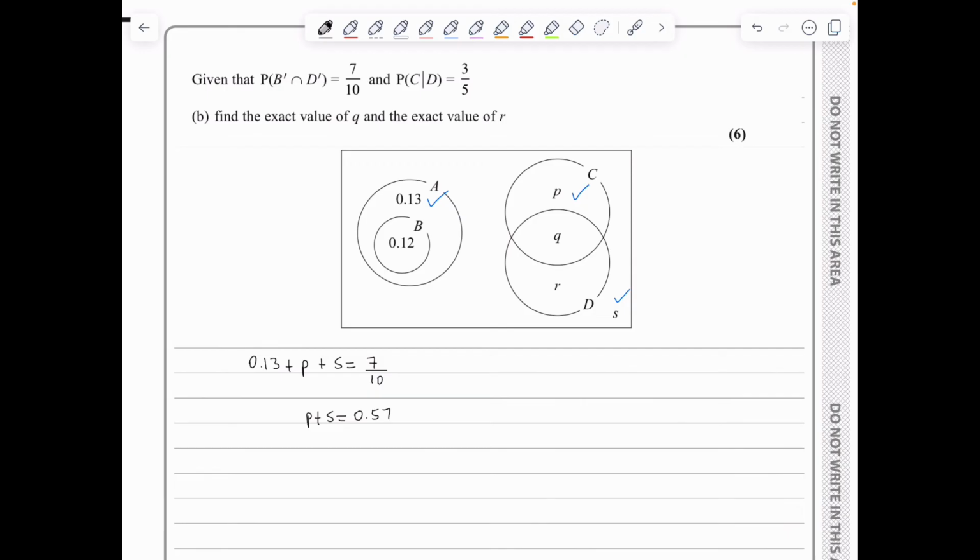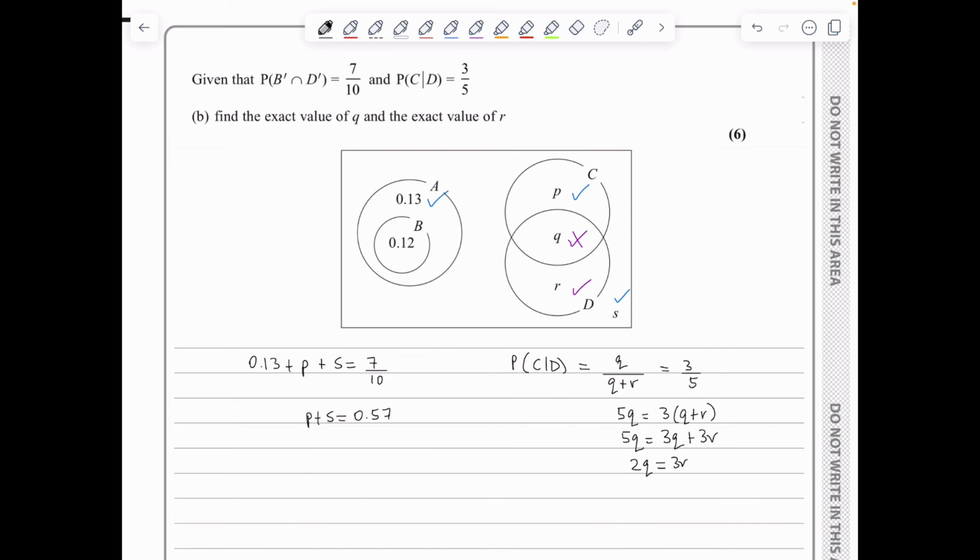And then for the probability of C given D, it's conditional probability. We are surely in D. So what's the probability we are in C? It's the intersection. So the probability of C given D is equal to Q over (Q plus R), what I know for sure to have happened. And this is equal to 3 over 5. Well, I can cross multiply to get 5Q is equal to 3 times (Q plus R), and therefore 5Q is 3Q plus 3R, which means that 2Q is equal to 3R.